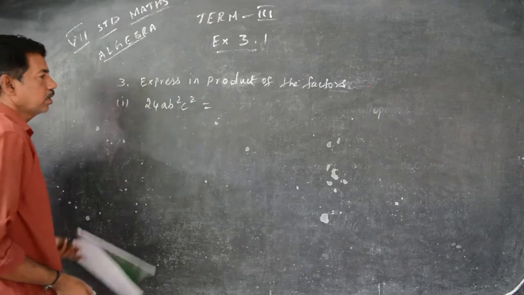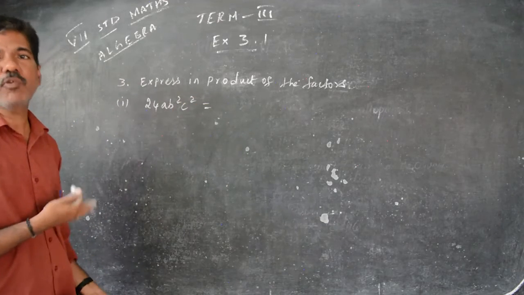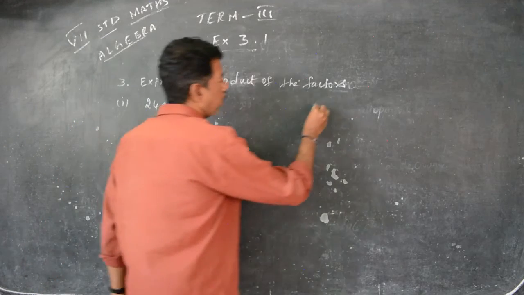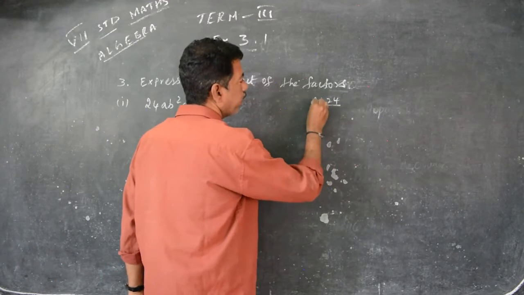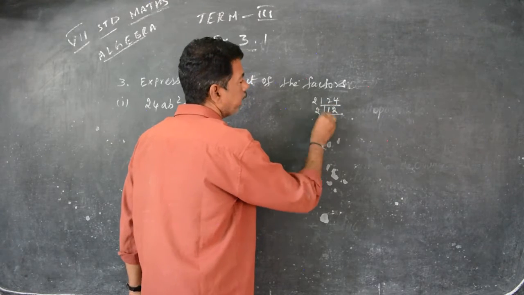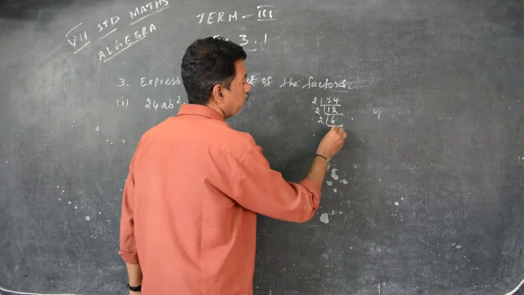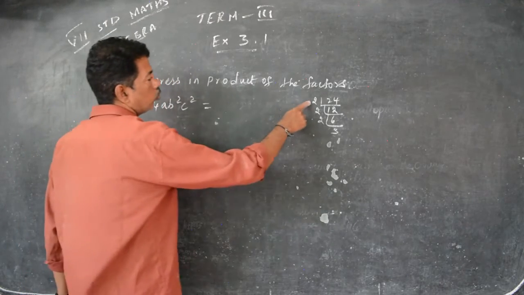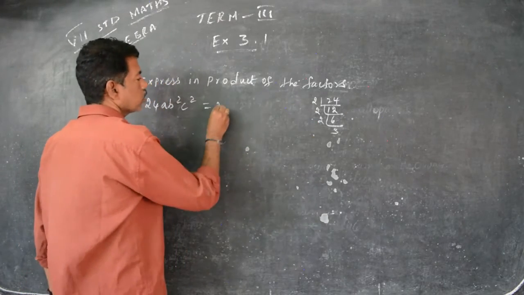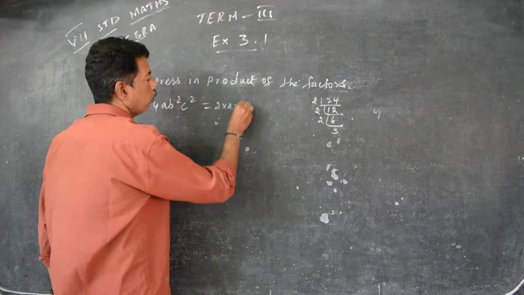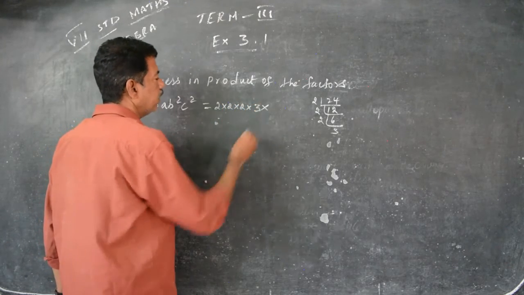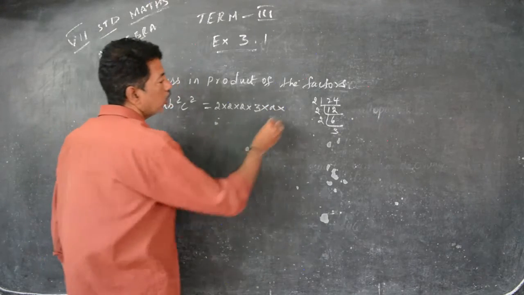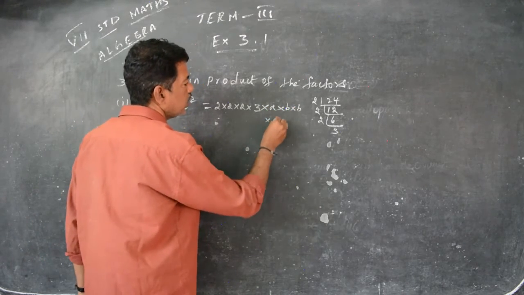24ab²c². This was already done in the previous class, the same question is repeated. How? 24: 2 times 12, 2 times 6, 2 times 3. What are the numbers you got as factors? 2, 2, 2, 3. So 2 into 2 into 2 into 3. How many a? 1 a. How many b? 2 b. How many c? 2 c.